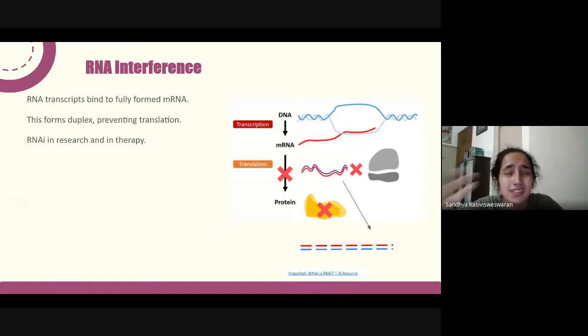RNA interference has a lot of different applications. One main application is in research. If I want to find out the function of one gene, say gene A, and what it does in the cell, the easiest way is to silence gene A and see what happens to the cell. If the cell becomes a different shape or has no clear shape because I've silenced A, that means A was responsible for maintaining the shape of my cell, right? So that's one application of RNAi.